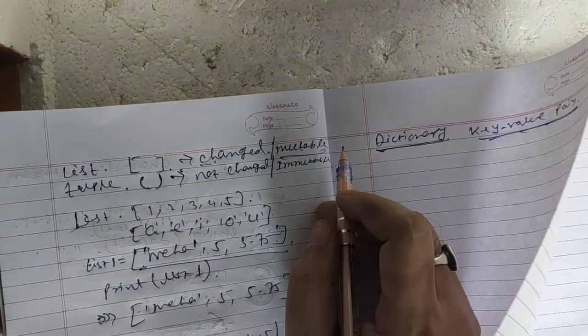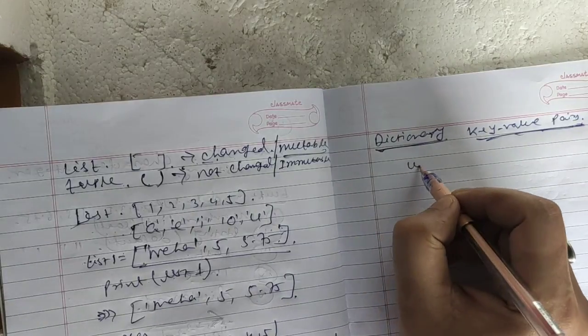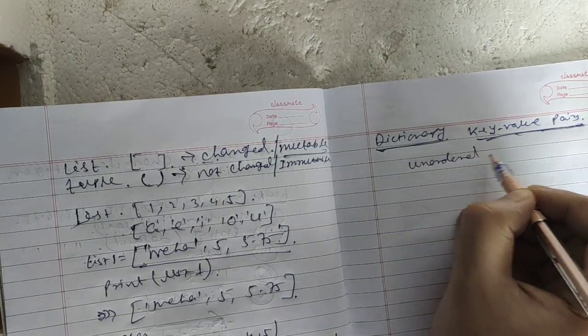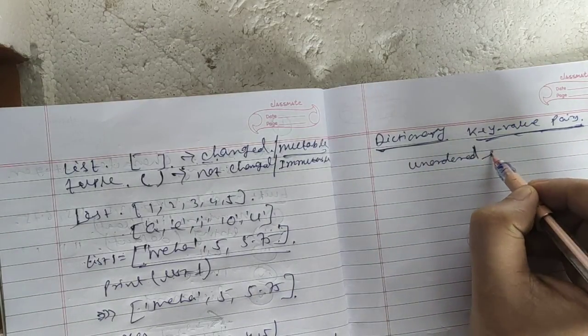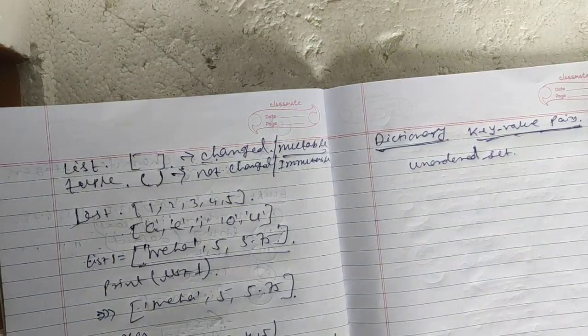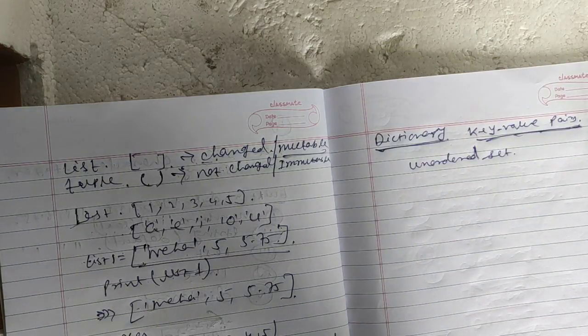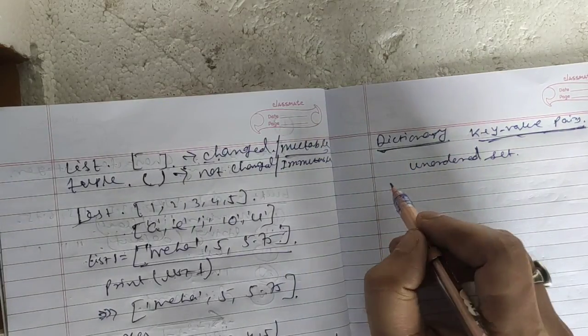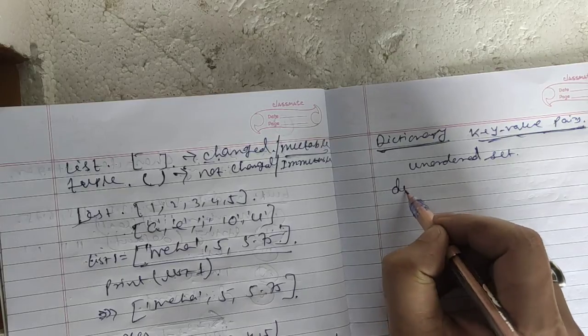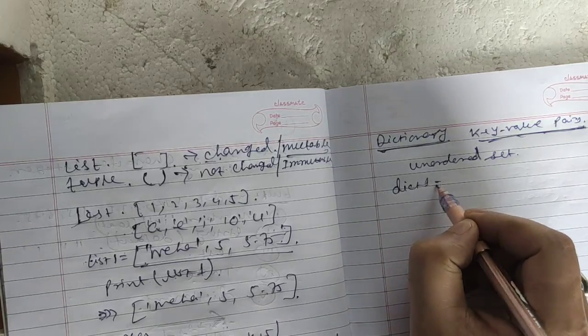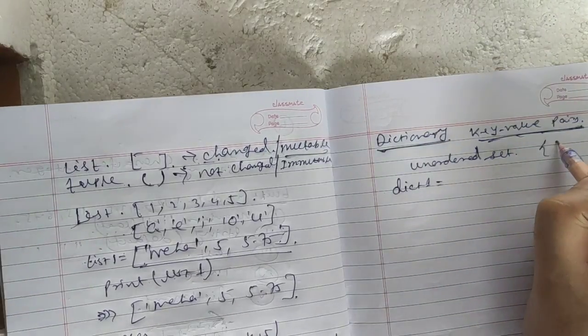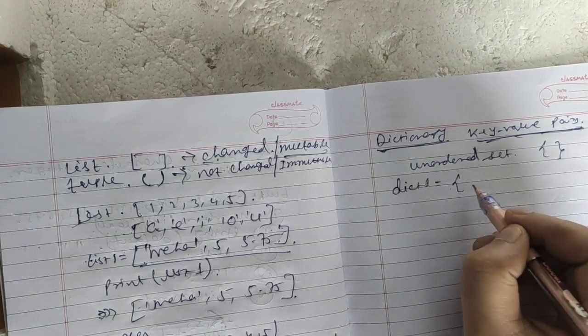It is basically an unordered set. Unordered, O-R-D-E-R-E-D, unordered set. Now how do you write this? Suppose you declare it this way: DICT1, and it is declared in curly braces, in this way.